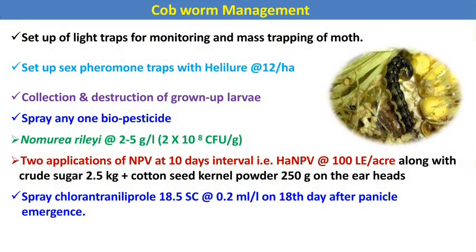Then we can use a sex pheromone trap for the cobworm with a Helilure, and collection and destruction of grown-up larvae from the field during agricultural operations. Then Nomuraea is one of the entomopathogenic fungi used against the cobworm. Then NPV, that is the nuclear polyhedrosis virus, is specially used against Helicoverpa armigera. Then chlorantraniliprole is one of the recommended insecticides against the cobworm in maize.